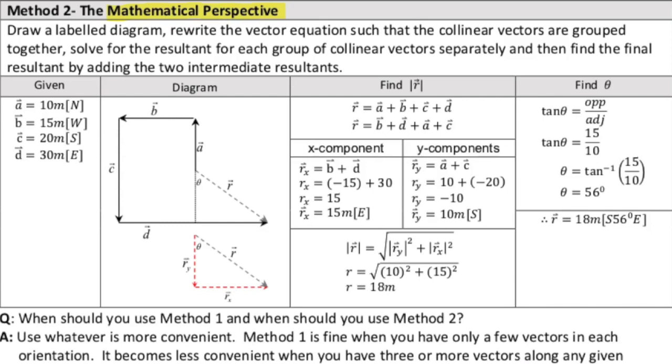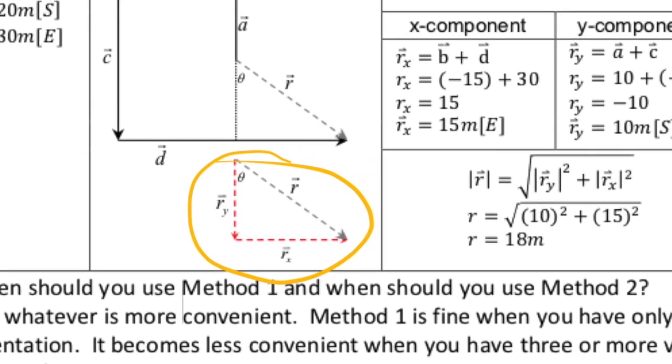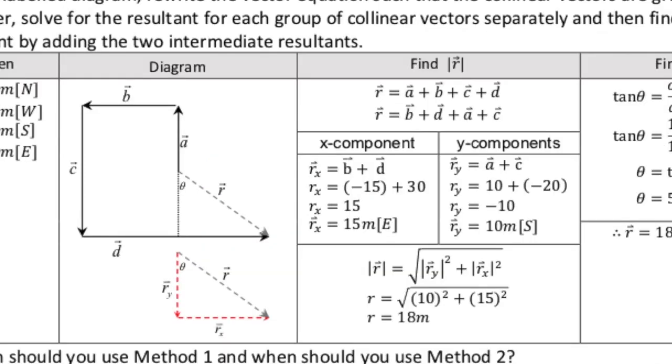But as you can see, I've drawn a separate diagram down here that shows what I discussed earlier, that y component of the resultant and that x component of the resultant. So the next step is to find the magnitude of our resultant. What I did here is I took our original equation, R is equal to A plus B plus C plus D, and I rearranged the order because, as you recall, the order in which you do vector addition does not matter.